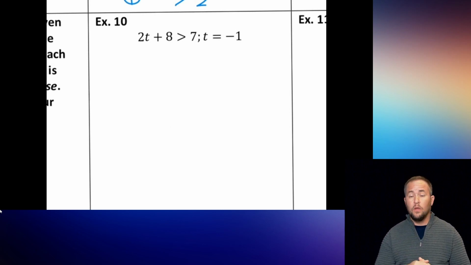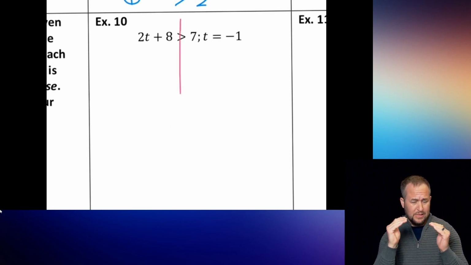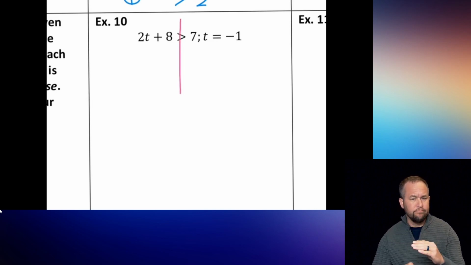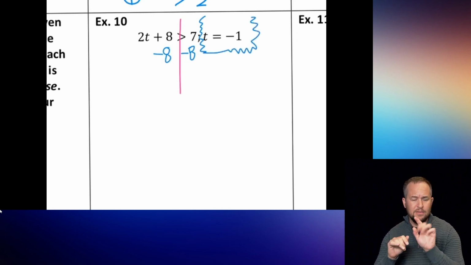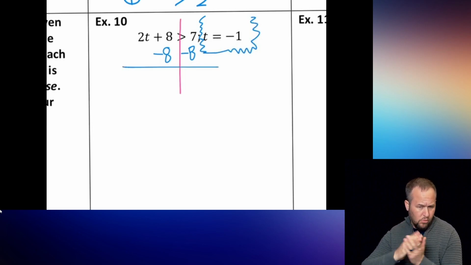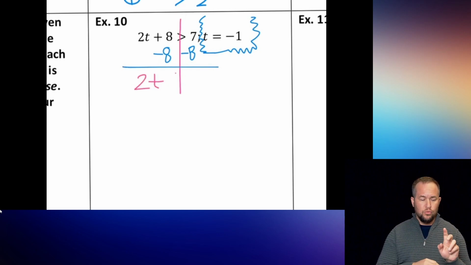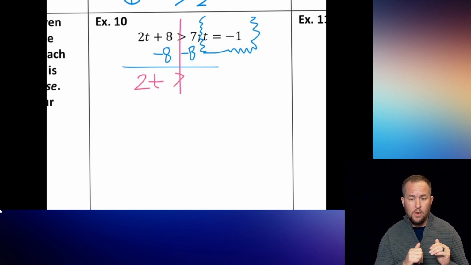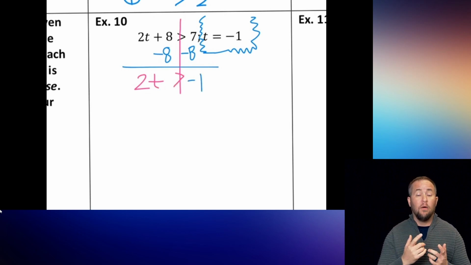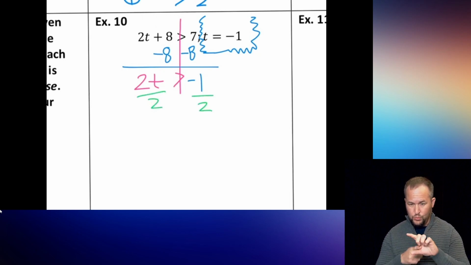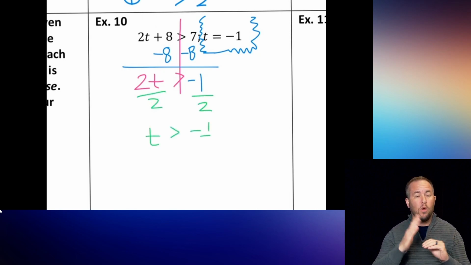Similar to equations, I can draw my line down this inequality sign, and I'm just going to solve it out, but now it's an inequality. The opposite of a +8 is a -8. Notice here, this is when people get confused. This t equals -1 is what I'm trying to see if it's a true or a false statement, so that's not part of our actual inequality. All we have now is 2t is greater than 7 minus 8, which is -1. And then the next step, to get t by itself, I want to divide both sides by 2. So t is greater than -1/2.